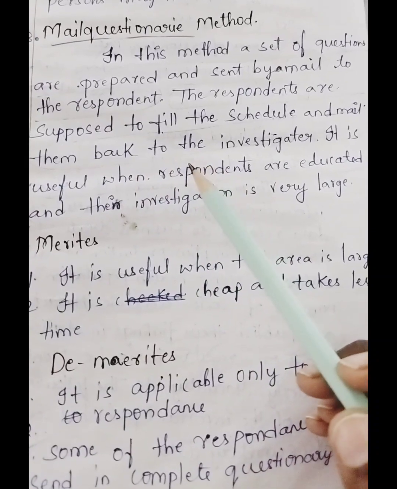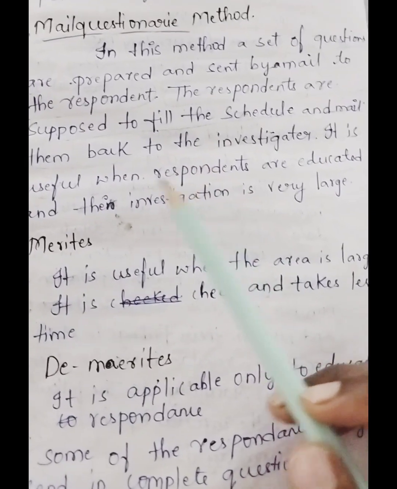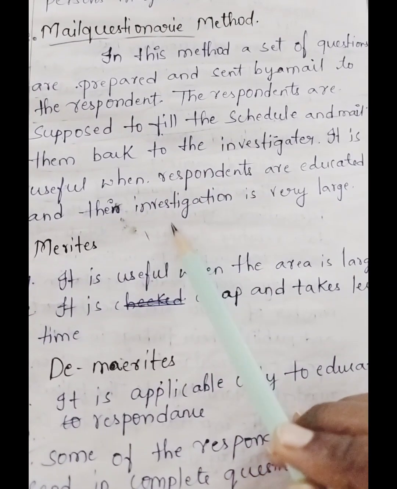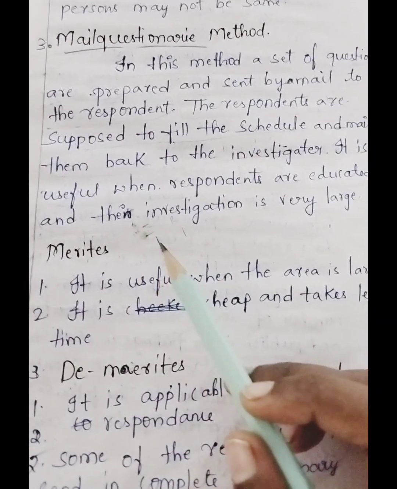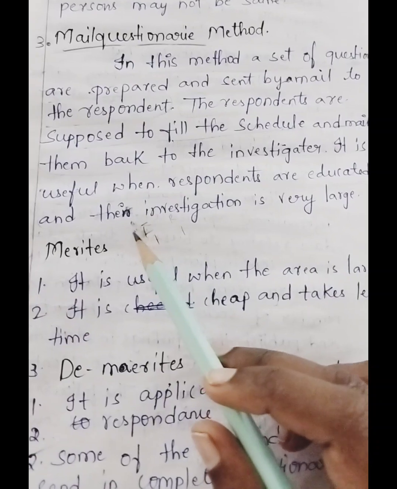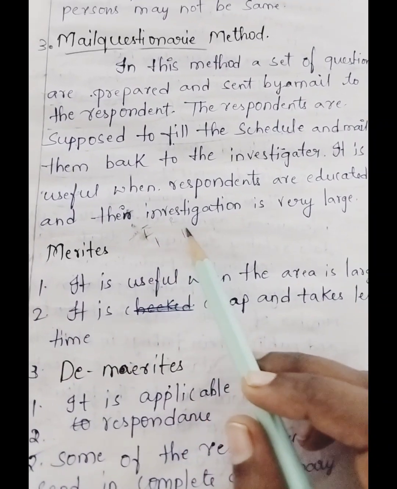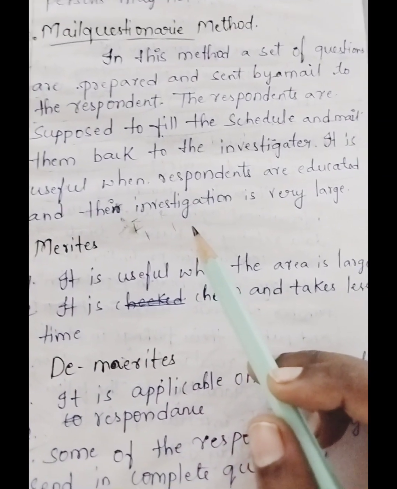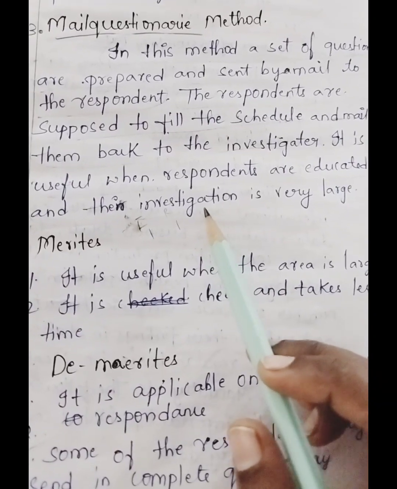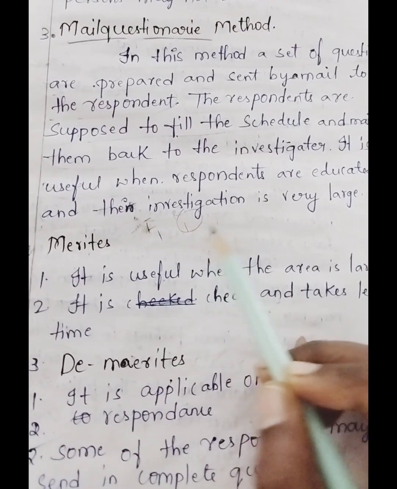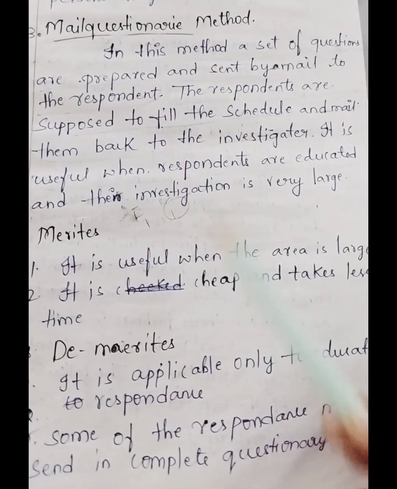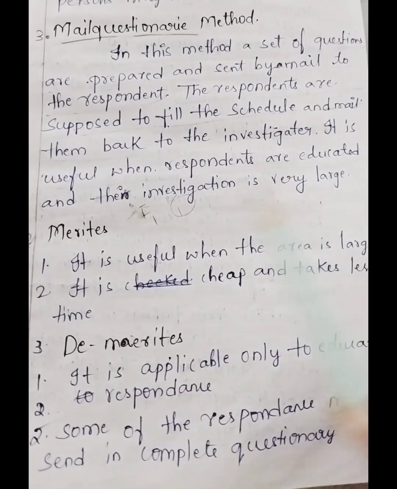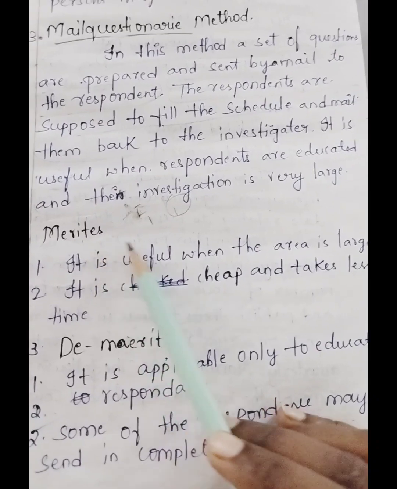In the first method, direct personal interview is one-to-one: the investigator is one and the respondent is one. In indirect personal interview, the investigator is one itself, and the respondents may be more than 100 people. Like that, if the investigation is large and the number of respondents is more, then you can use either indirect personal interview or the mailed questionnaire method. So this is about the mailed questionnaire method. And we come to the merits.